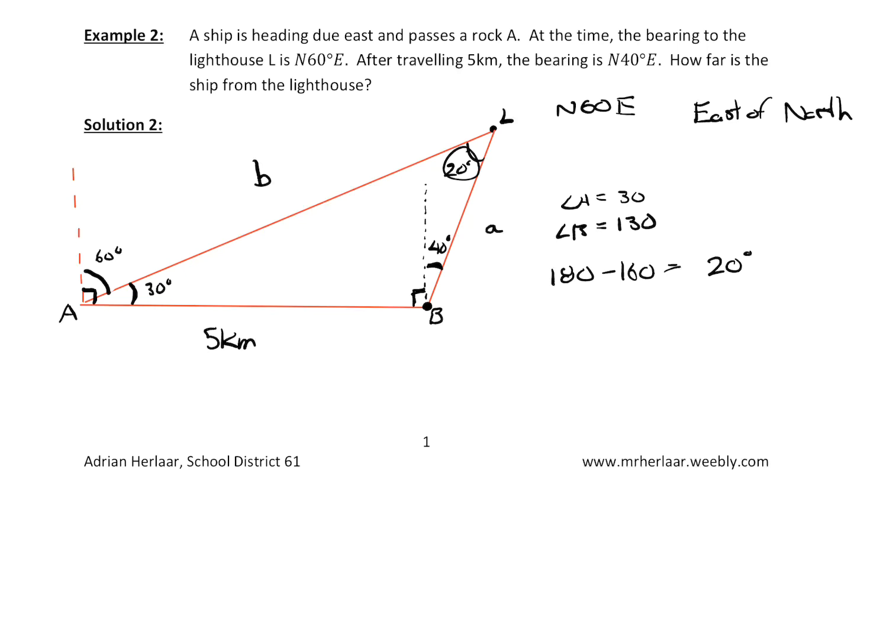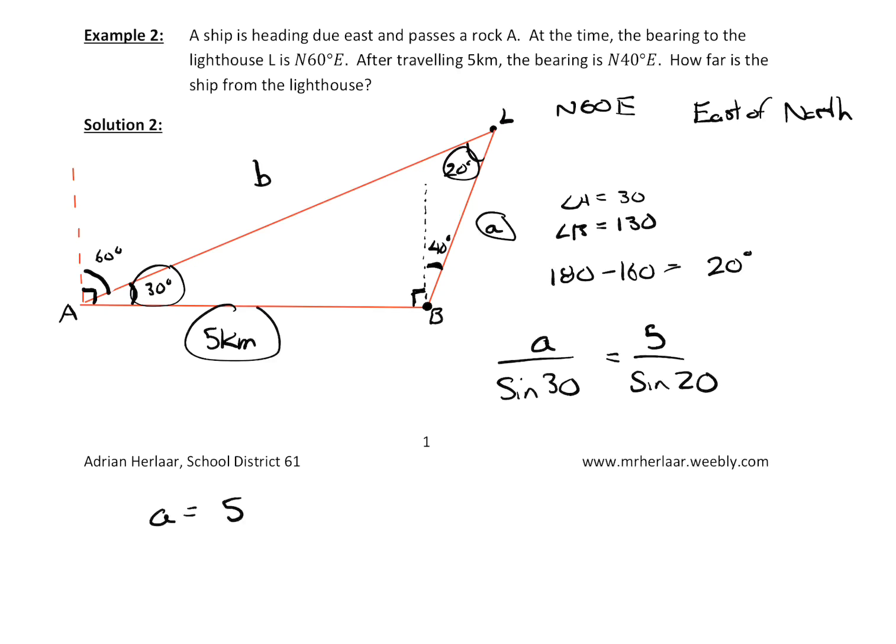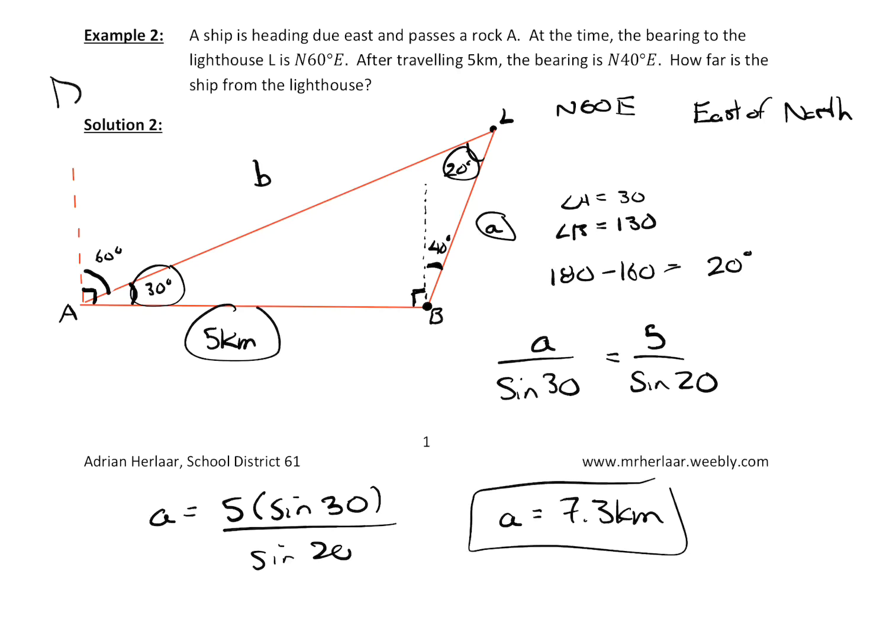And now you have an angle that corresponds with a side, and you have an angle that corresponds with the side you want. So again, I'm going to put my side lengths on the top. So A over sine A, which is 30, is equal to L, in this case 5, over sine L, which is 20. And I'm going to do my algebra here. 5 times sine 30 all over sine 20. Calculator that up, and A equals 7.3 kilometers. Again, make sure you are in degree mode on your calculator. Okay, so the distances can be a little finicky.